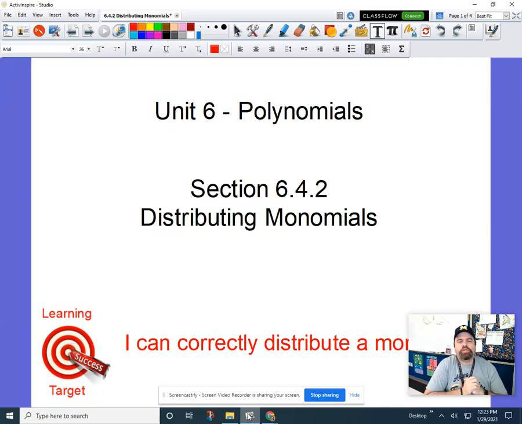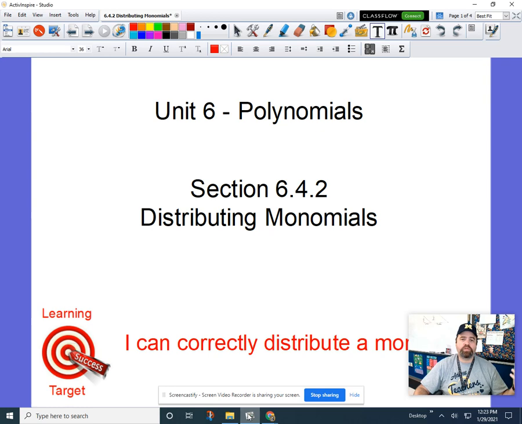So we're going to take what we did yesterday and just take it a step further. If you haven't done yesterday's assignment, go back and do it first before you ever start this one, because you're going to get confused if you don't. The idea is instead of just multiplying a monomial and a monomial, a single term and a single term, we're going to take that single term monomial and multiply it into a bigger polynomial.